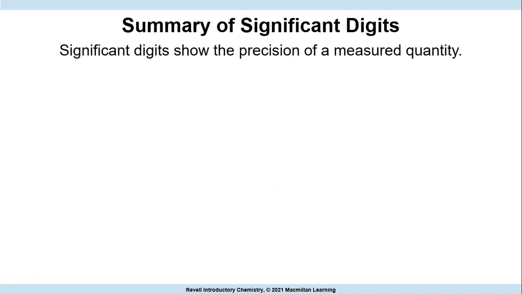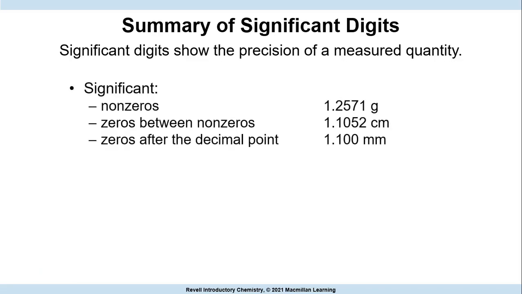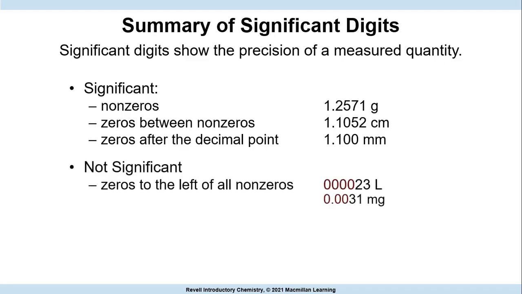Now let's look at a summary of significant digits. We've said significant digits show the precision of a measured quantity. Whatever we are measuring, we are looking at the precision. The accuracy is the true value. So every measurement that we do is just always about precision. Now, which zeros are significant? All non-zero numbers are significant. Sandwiched zeros, those are zeros between non-zeros, are significant. Zeros after the decimal point are all significant. And which of them are not significant? The zeros to the left of all non-zero numbers are not significant.